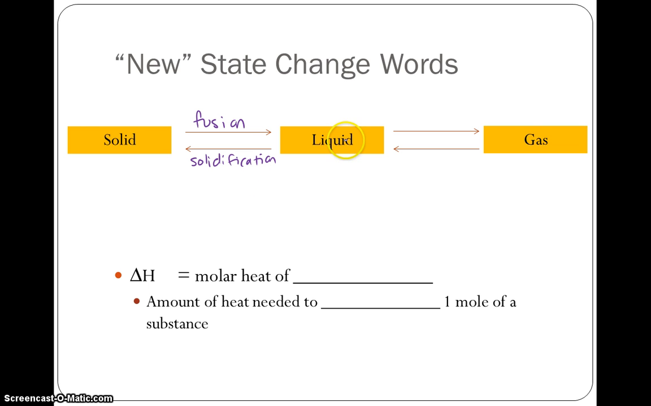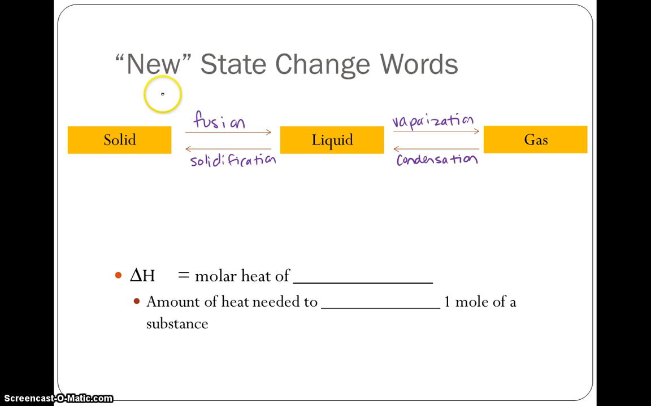We talked about going from a liquid to a gas as evaporation, and we're just going to shorten that to the word vaporization. Then going from a gas to a liquid is what we now call condensation, and that word stays the same. So these are going to be our new words that we use when we talk about state changes.